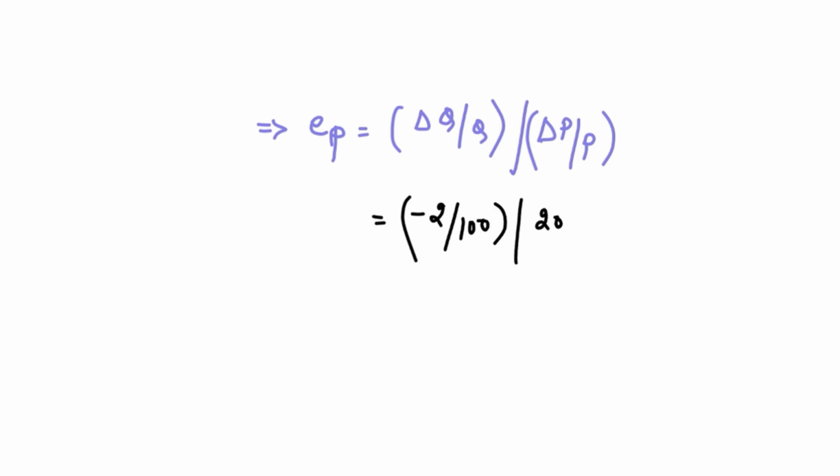upon 20, and that comes out to be minus 0.01. The negative sign indicates that quantity demand and price are inversely related.